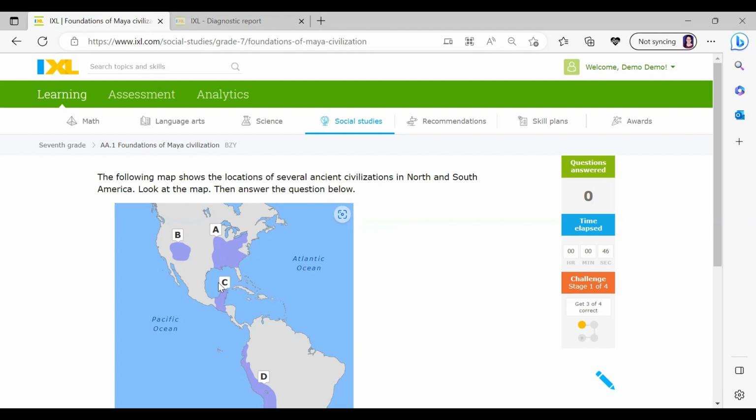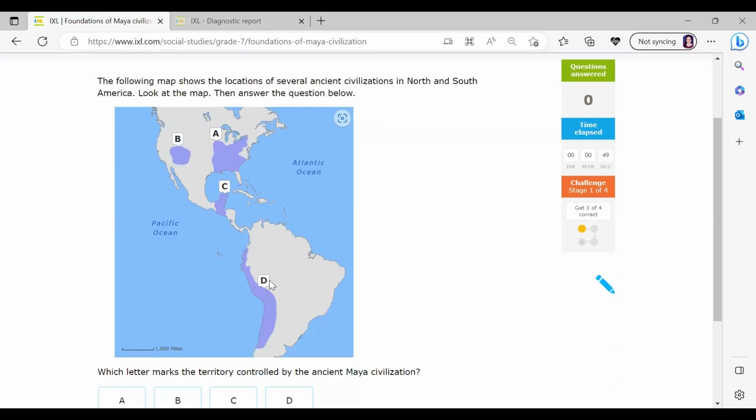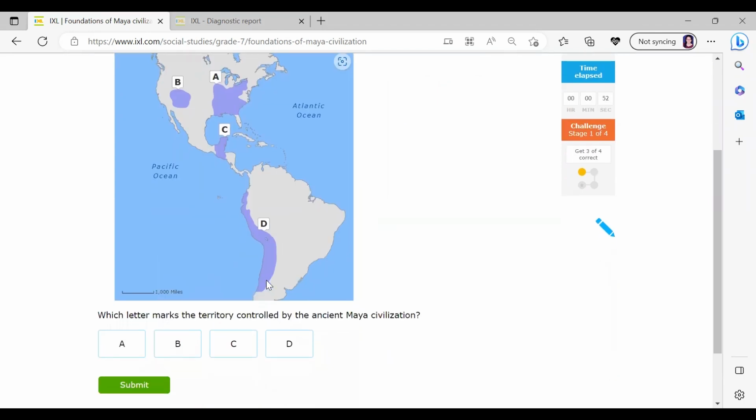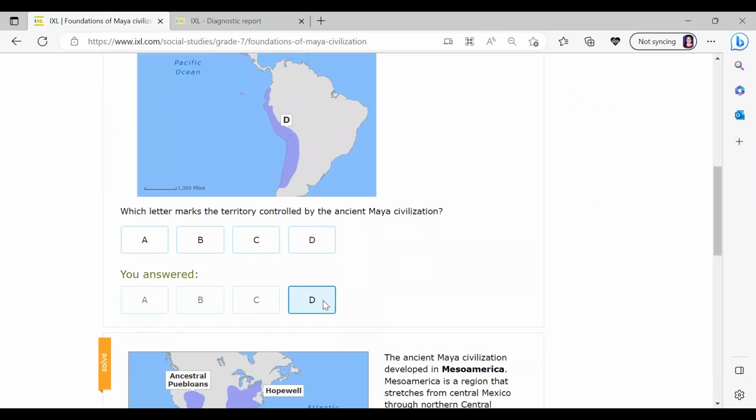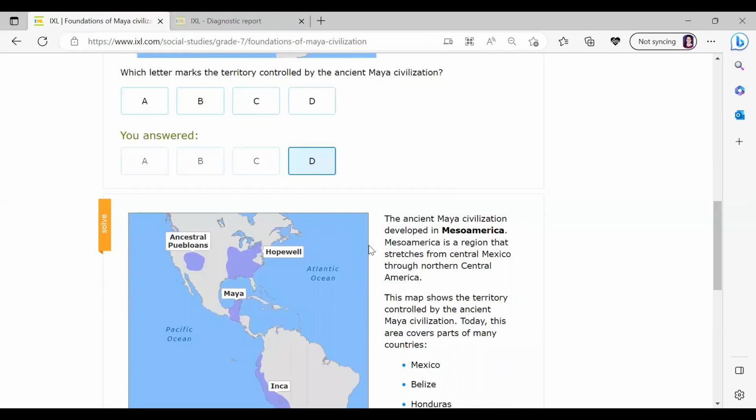And C is in Central America. And then D is South America. Is that somewhere near Chile? Okay, which letter marks the territory controlled by the ancient Maya civilization? The following map, okay, so that's the review. And you answered D, incorrect. And they said solution, okay?